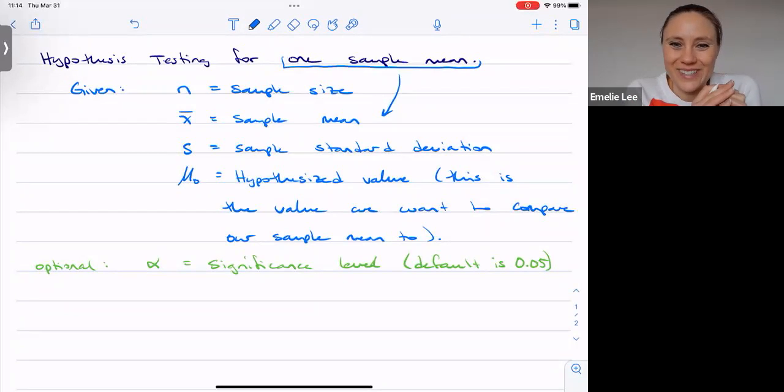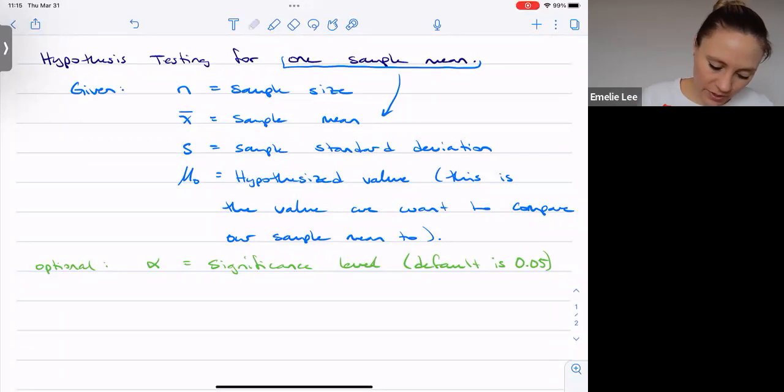Okay, good. So given all this information in the question, right, that's going to help you identify that, okay, I have a one sample mean question. If I have just one sample, and you're given the mean and the standard deviation of that sample, then you have a one sample mean question. Okay.